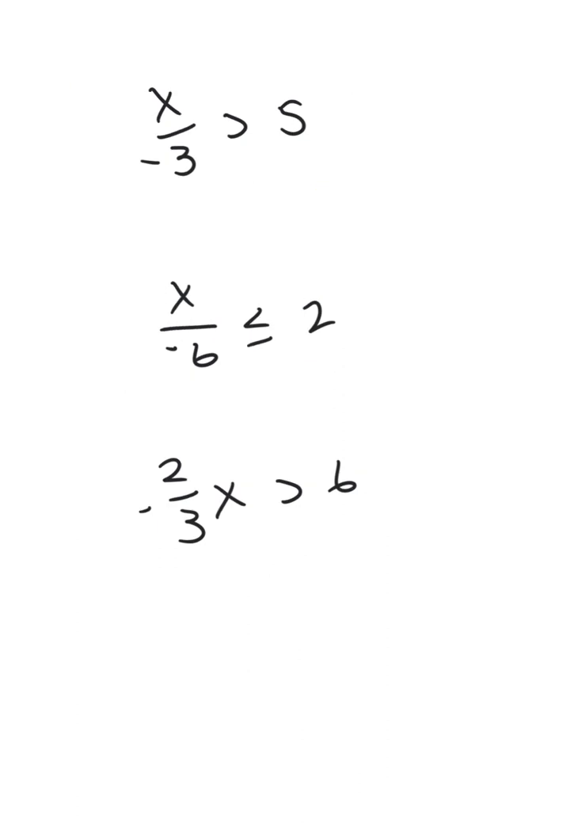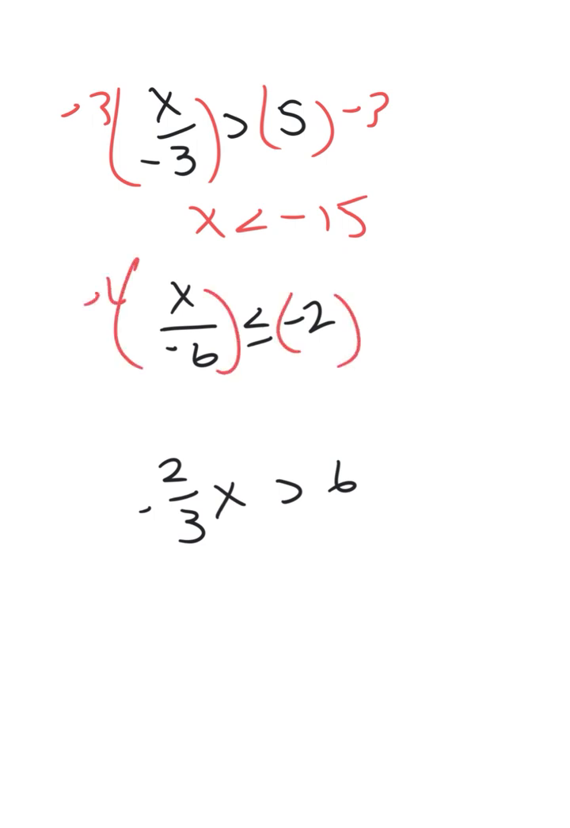Last 3 problems here, we have x divided by negative 3 is greater than 5. So we are multiplying by a negative. So we're going to flip that inequality and have x is less than negative 15. x divided by negative 6 is less than or equal to negative 2.